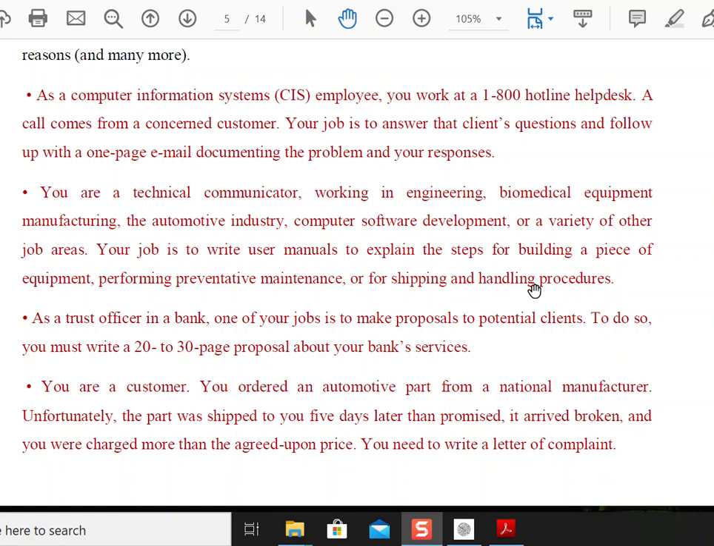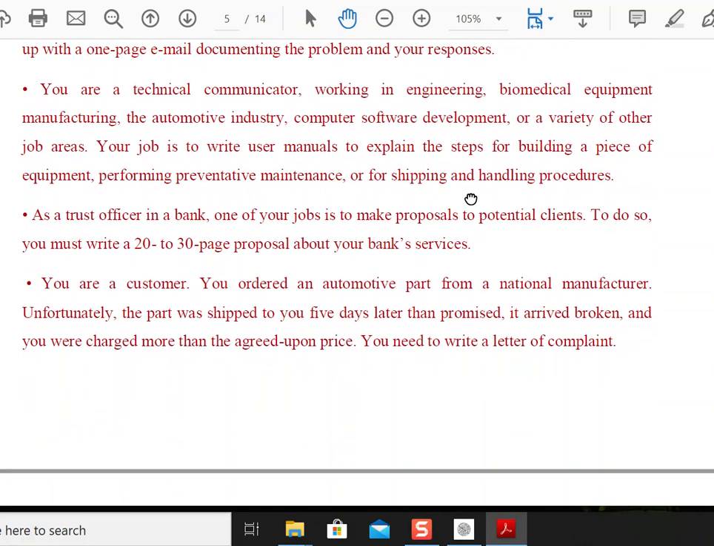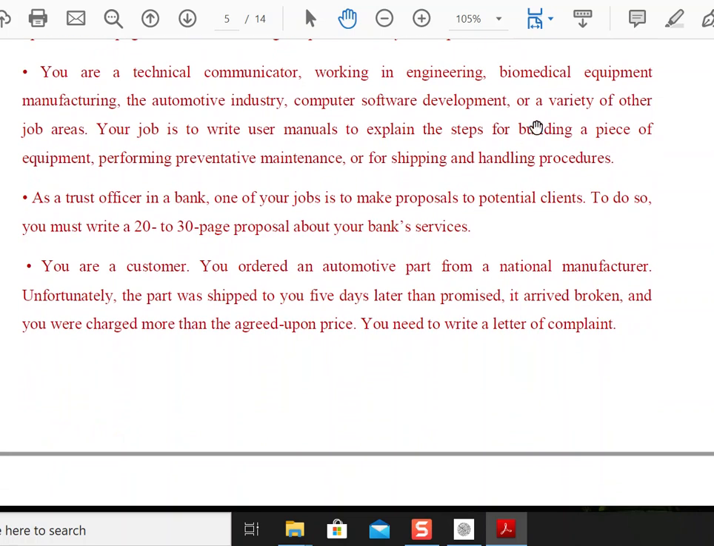So here they have explained that whatever area you are working in, whether you are a computer engineer, in biomedical equipment, the automotive industry, computer software development, or any other job, you have to write a specific document performing these things: explain the steps for building a piece of equipment, performing preventive maintenance, or shipping and handling procedures.